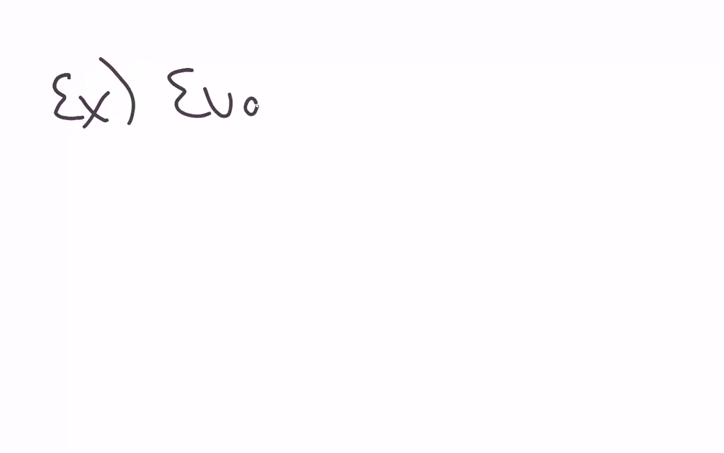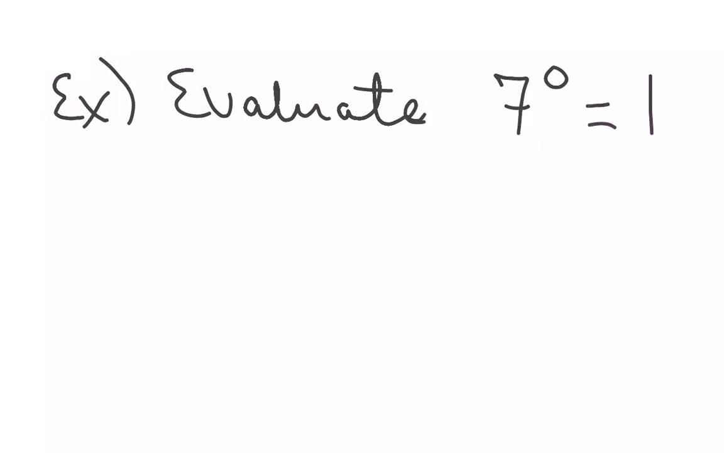They will say evaluate 7 to the 0 power. Now, whereas this one's not a negative exponent, it is kind of odd. So 7 to the 0 power. Anything to the 0 power is 1. So 7 to the 0 power equals 1. If I had 1,000 to the 0 power, it would also equal 1.